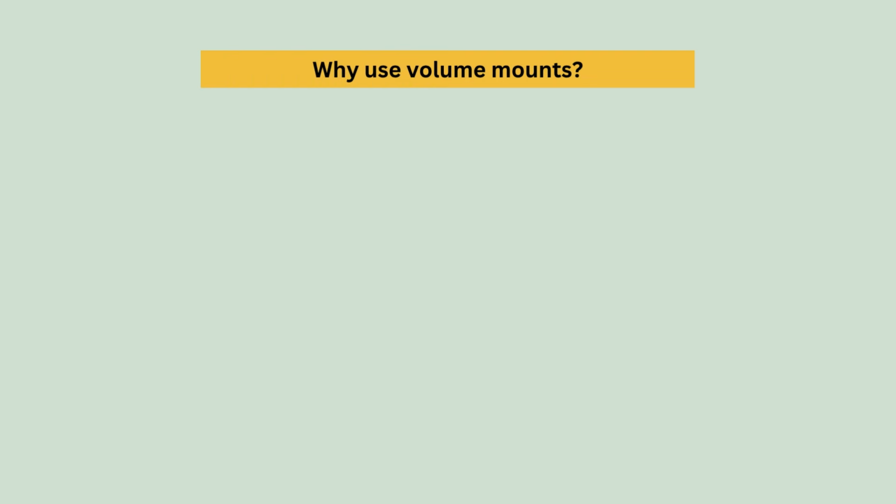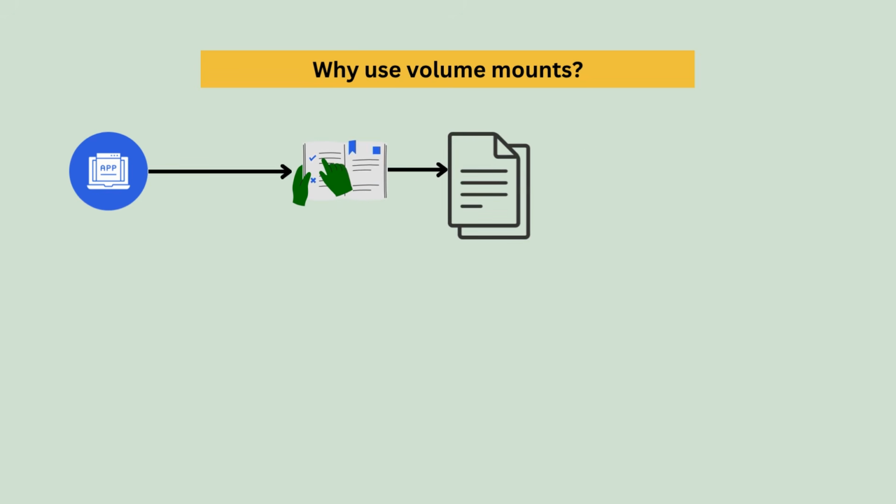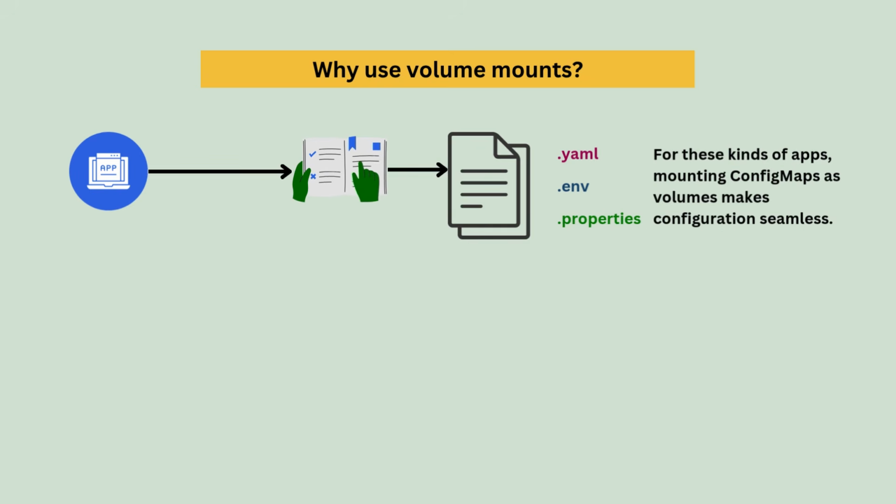So now the question is, why use volume mounts? Some applications, especially older ones, are built to read configuration from files like .yaml, .environment, or .properties instead of environment variables. For these kinds of apps, mounting config maps as volumes makes configuration seamless.